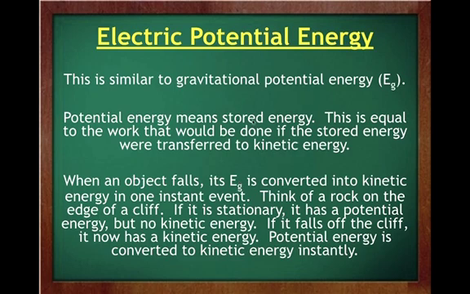So if you think back to what we're a little bit more familiar with in terms of gravitational potential energy, when an object falls, its gravitational potential energy is converted to kinetic energy in one instant event. You're either stationary with a lot of potential energy or you're moving. And at that one instant, it switches. So if we're thinking about that rock on a cliff, if it's stationary and not moving, it has potential energy and no kinetic energy, and then the second it falls off the cliff, it now has kinetic energy. That potential energy is converted to kinetic energy instantly.